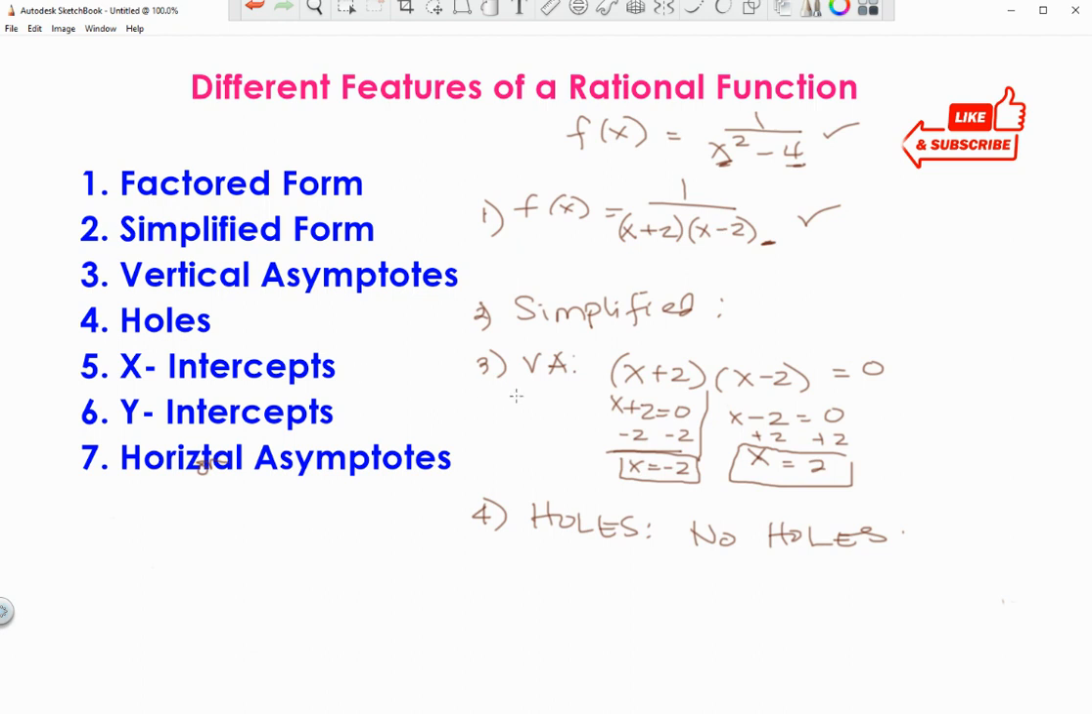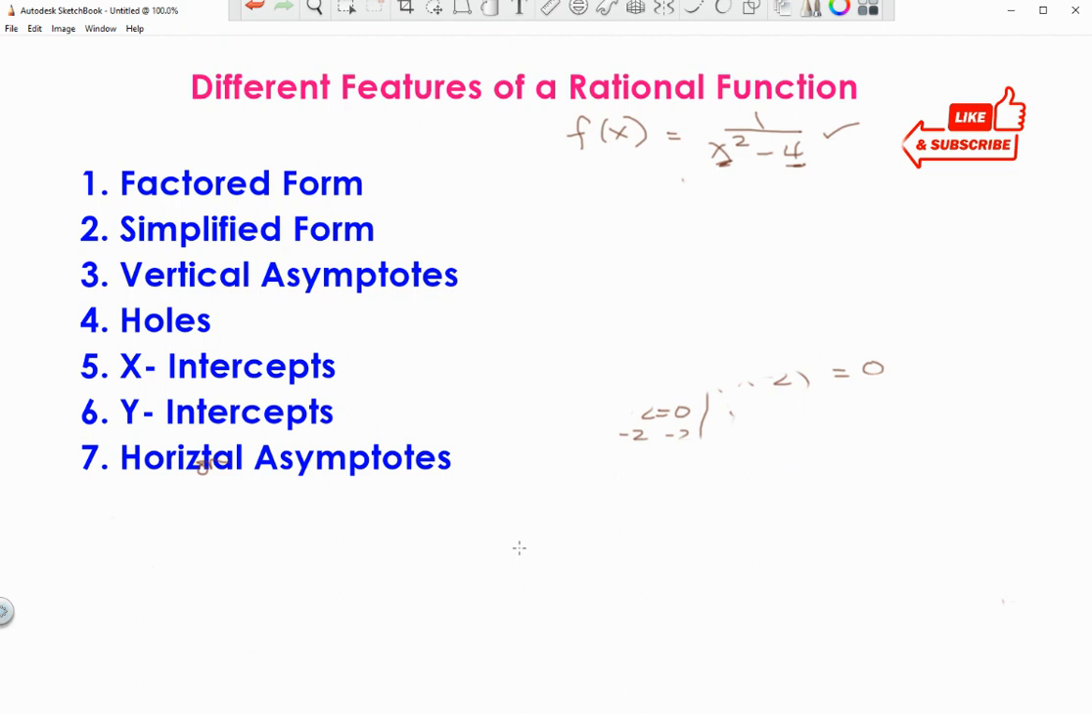So for the x-intercept, remember your y is equal to 0. So we can substitute y. Actually, I want the factored form, because that's a much better way to work on it. Number 5, x-intercepts. Where y is equal to 0, that means your f of x is equal to 0. So I'm going to say 0 equals 1 over x squared minus 4.